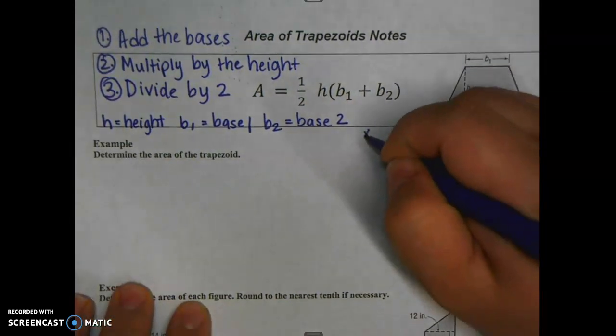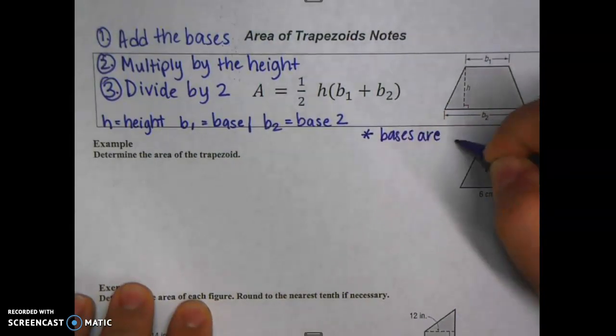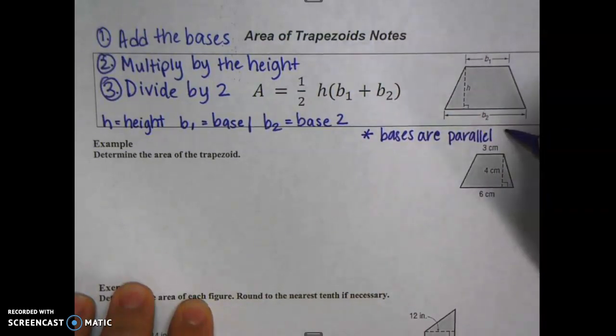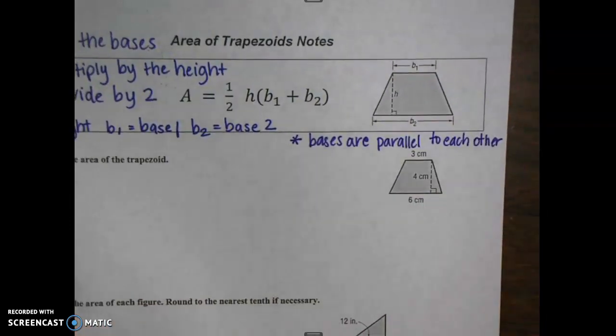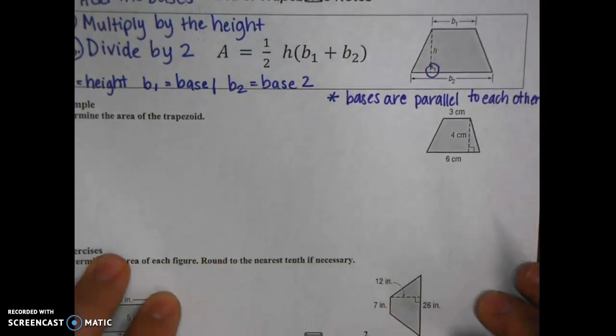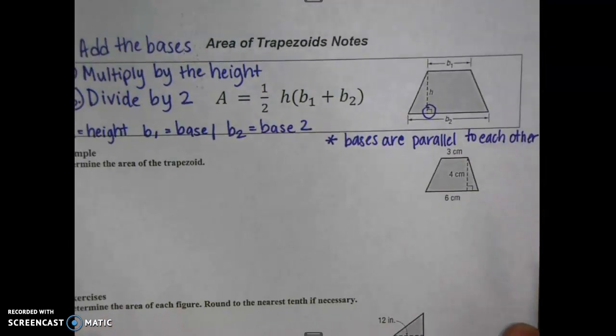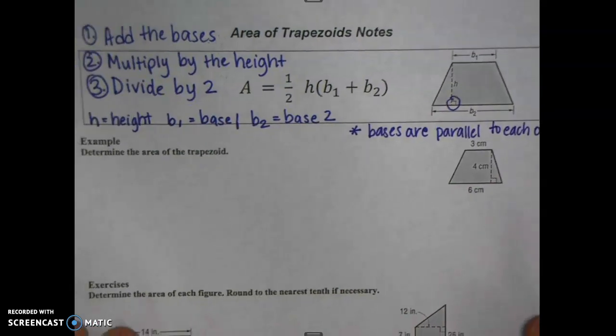Remember, your bases are parallel to each other. And then your height is the distance in between the 2 bases. So it has to be at the 90-degree angle, the right angle. So let's do this first example together. As with every problem, so this should be written on your paper. All of that should be written. Pause if you need to.